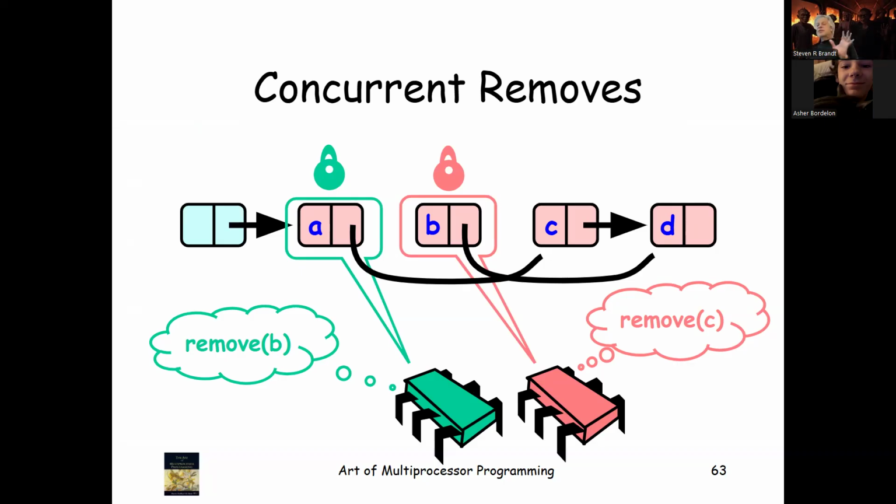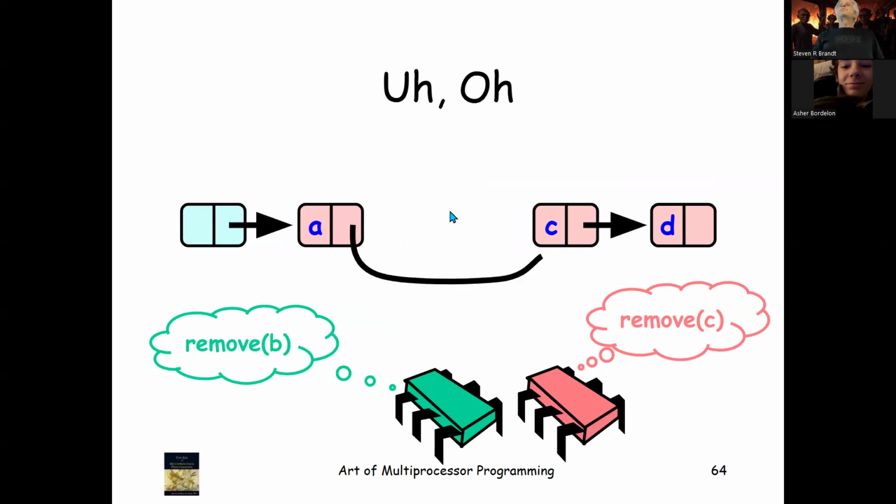So I think that's kind of an interesting realization, at least for me, that there's this implicit state hanging on B. Can you say that one more time?